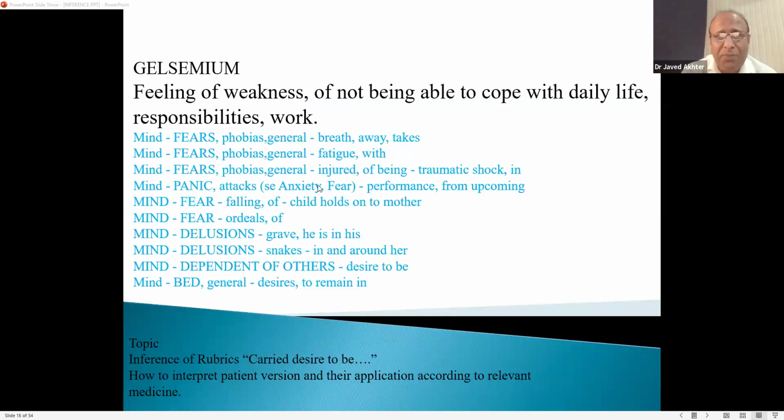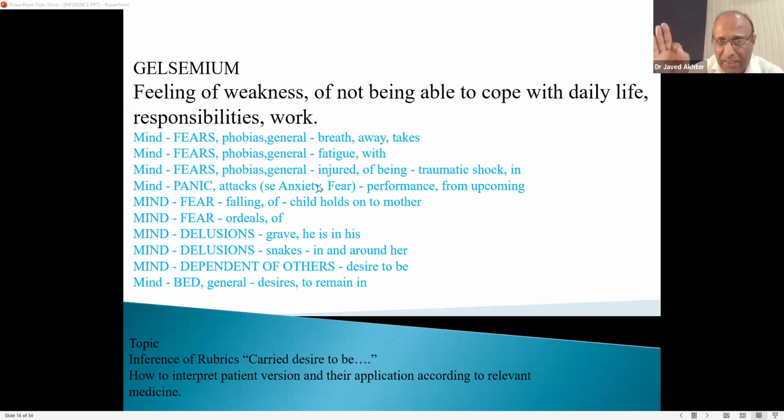Here is gelsemium. Why gelsemium? Feeling of weakness, not being able to cope with daily life, responsibility, work. This is basically the core of this. Why do they go to the mother's lap? Feeling of weakness of not being able to cope with daily life and responsibility. Why? Fear takes the breath away. Fear, fatigue. Fear of injury, traumatic shock. Panic attack, anticipation of upcoming performance. Fear of falling off. Child holds the mother. Fear, ordeal. Ordeal means something was coming before, and now it has come to you.